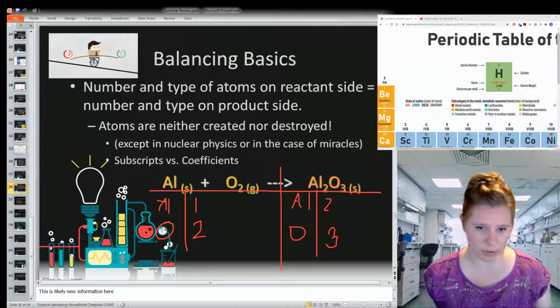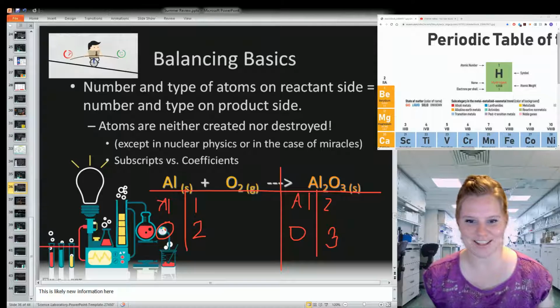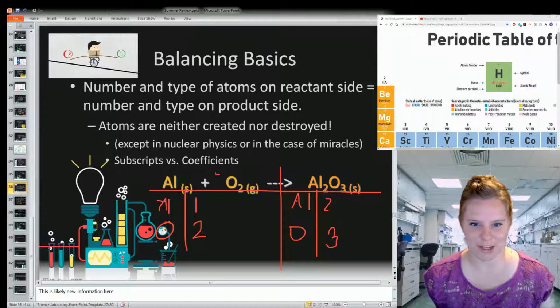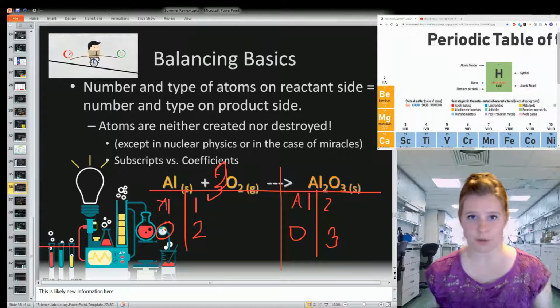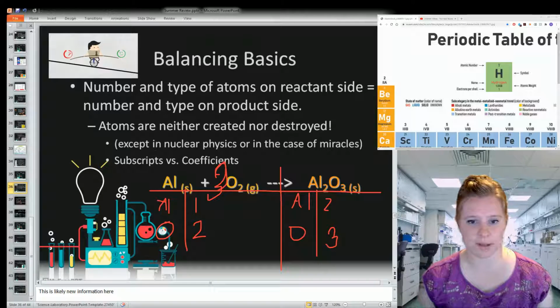I can see here I got 2 on this side, 3 on this side, 2's and 3's, flip them. So I'm going to put a 3 in front of O2. A very big 3. And now, remember, every time you do something up here, you want to change it at the bottom so that it keeps it equivalent as you go. So I put a 3 here, very messy 3. 3 times 2 is 6. So now instead of 2 oxygen, I have 6 oxygen on this side.